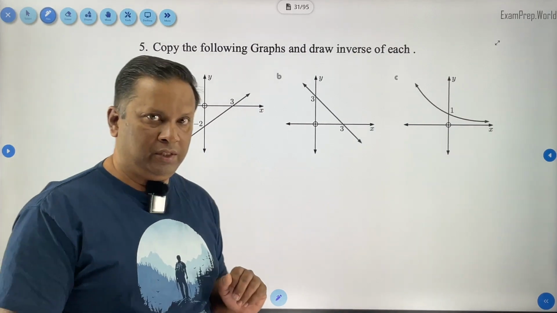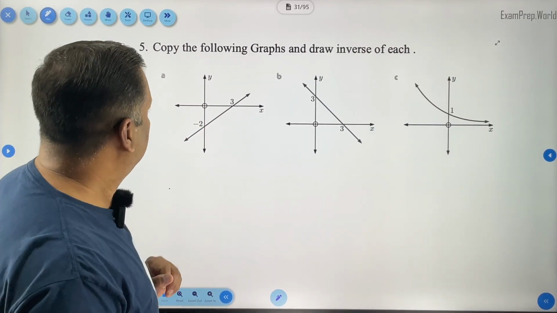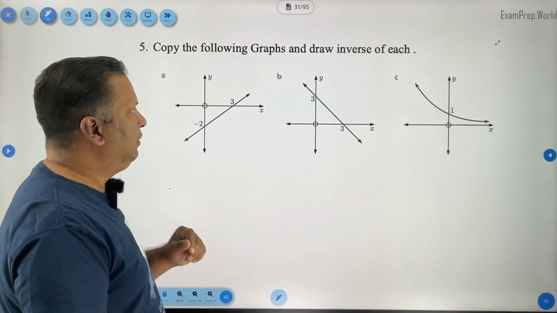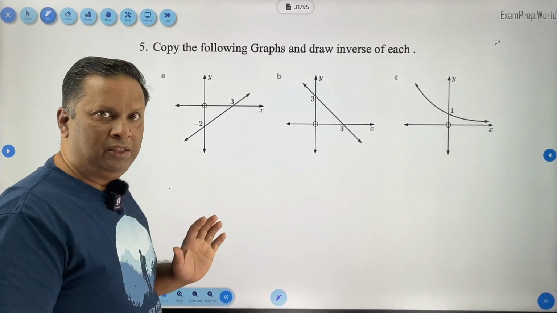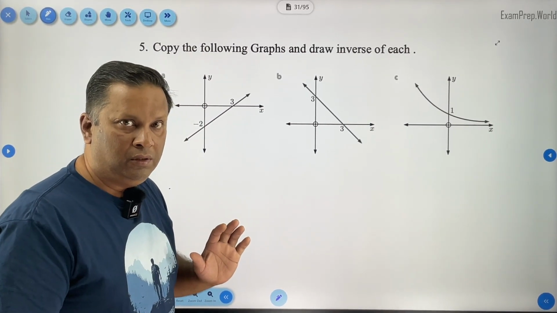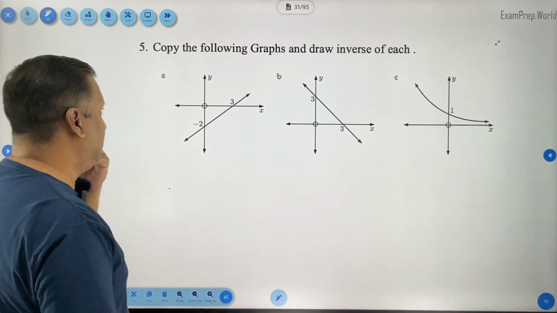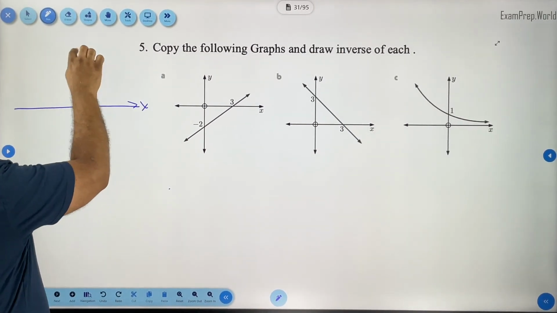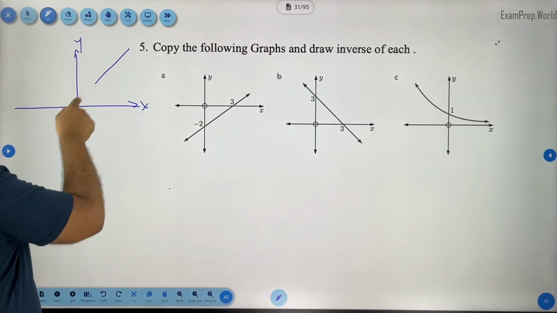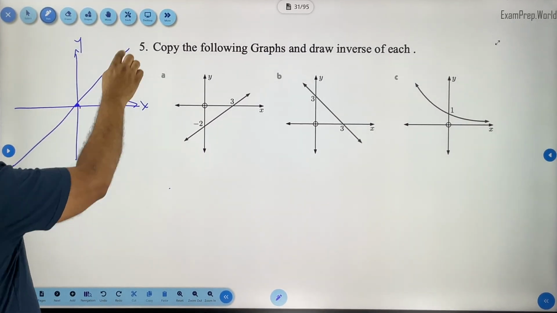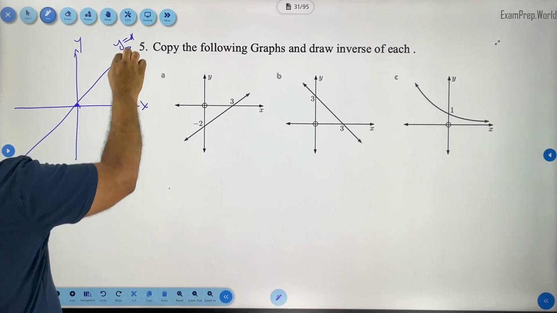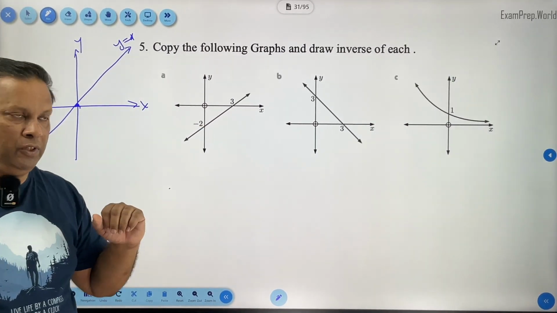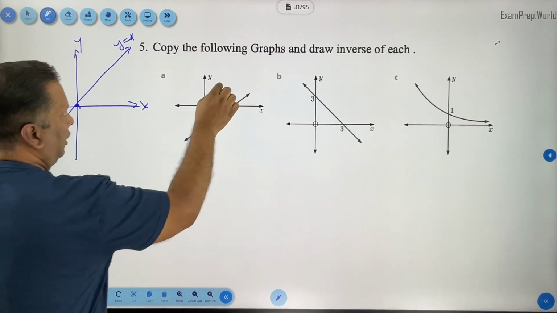This is interesting. Okay, so they want the graph of the inverse function. The graph of an inverse function is very, very easy. It's a reflection on the line y equals x. Now what is that axis? Look at this. This is the x axis and this is the y axis. So a line which is diagonal like this passing through 0, this is called y equals x. So reflection on this line of any function is the inverse function. So first I will draw that line here.